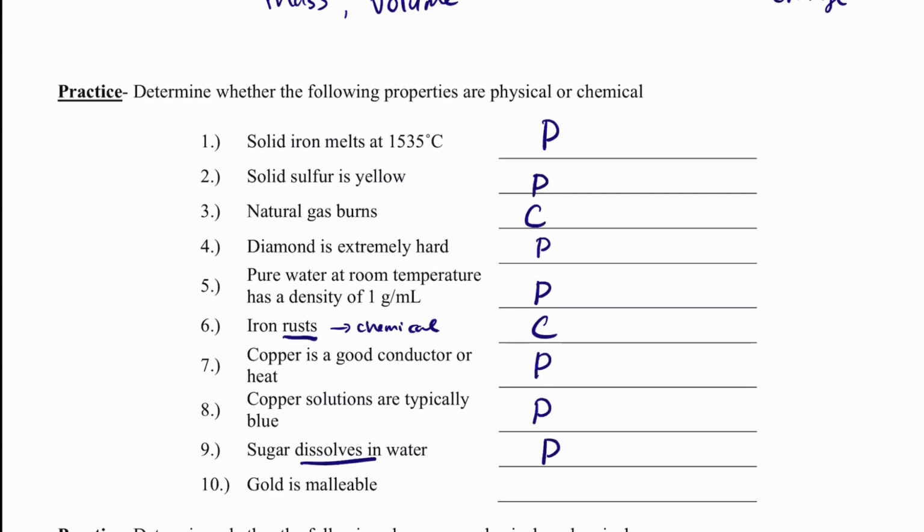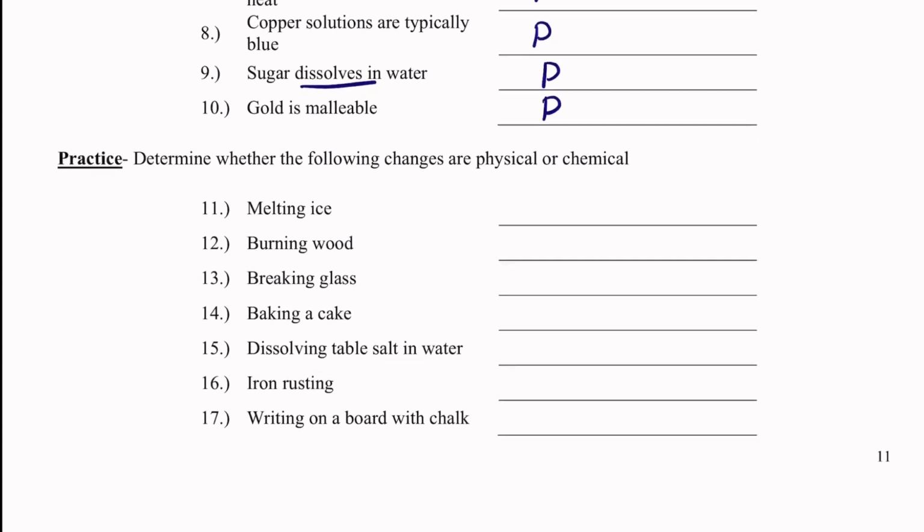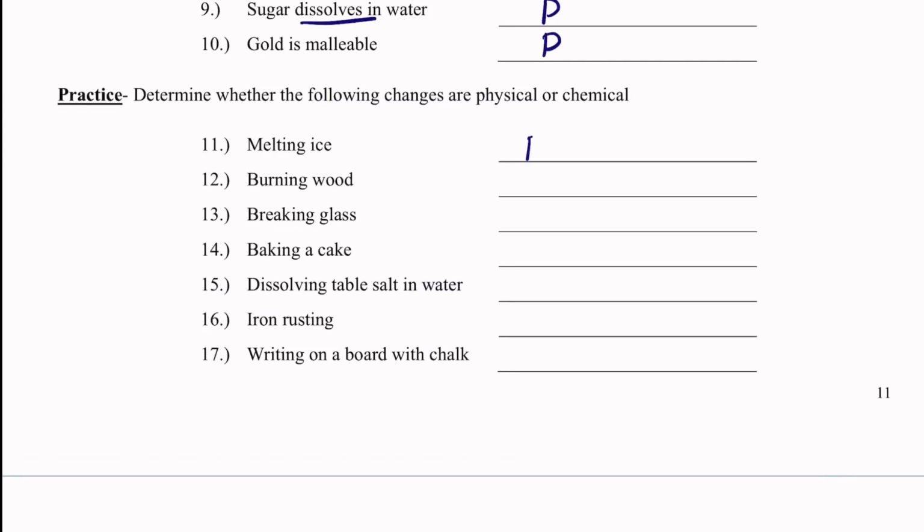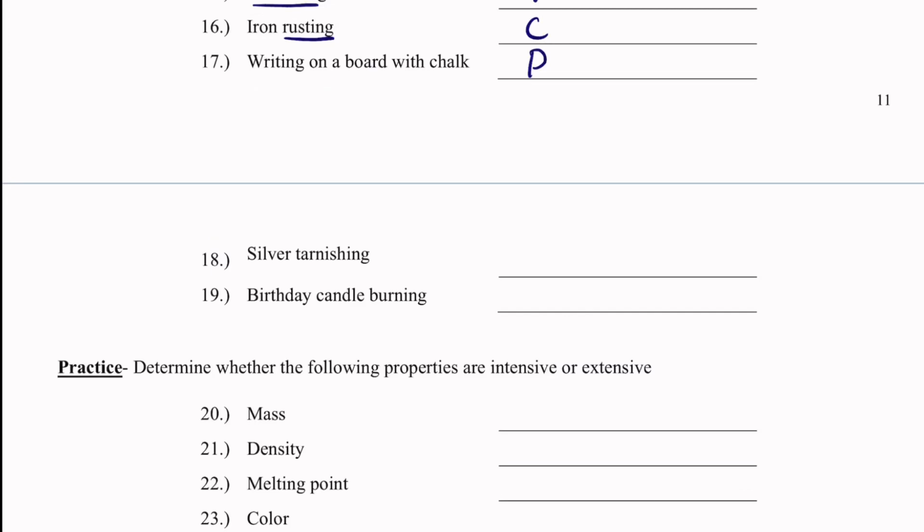Dissolving is physical. Melting is physical. Burning is chemical. Okay, we get a new substance. We get ash or something. Baking, a lot of cooking is actually a chemical reaction. Dissolving, that is going to be physical. Iron rusting, rusting is oxidation, and that's going to be chemical. Writing on a chalk, that's physical. Silver tarnishing, that's going to be chemical. And burning, that's going to be chemical.